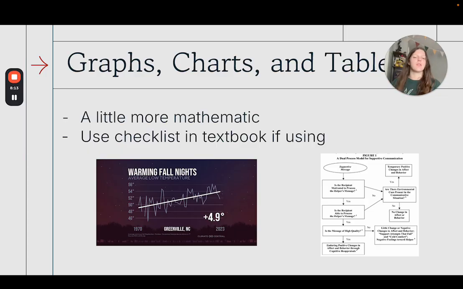And then on the right side, I have a figure. It is a flow chart. It's actually a dual process model for supportive communication, something that I used in my master's thesis. It is like a flow chart where you have, like, this, then this, if this, then this, and this, and it's a chart. It would be good if you were doing something on supportive communication, which is a really cool topic, and I'm definitely not biased.